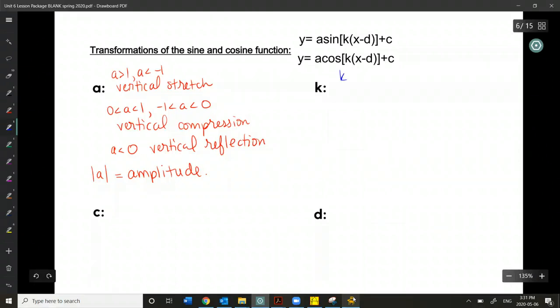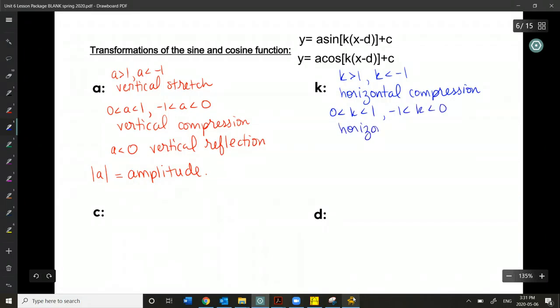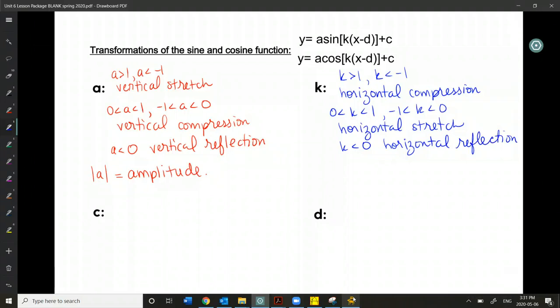Okay, similarly for k, we can get horizontal stretches, compressions, and flips. So if k is greater than 1 or less than -1, this is actually the reverse of a. It's going to be the horizontal compression. Whereas if k is between 0 and 1 or -1 and 0, this is going to be a horizontal stretch. And if k is negative, or in other words, less than 0, this is a horizontal reflection. k can also tell us some information about the period of the function.